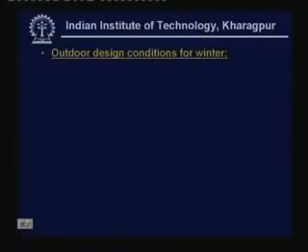But in the absence of any recommendations, one can go for the 2.5% value. Okay. Next comes the selection of outdoor design conditions for winter.